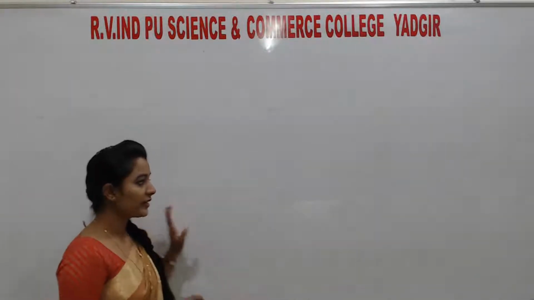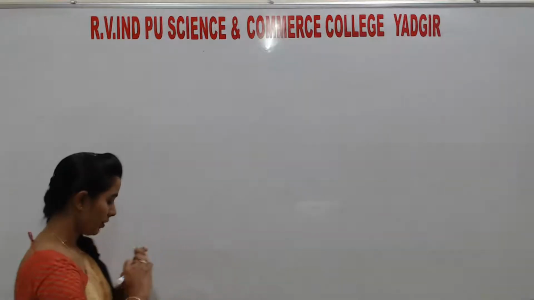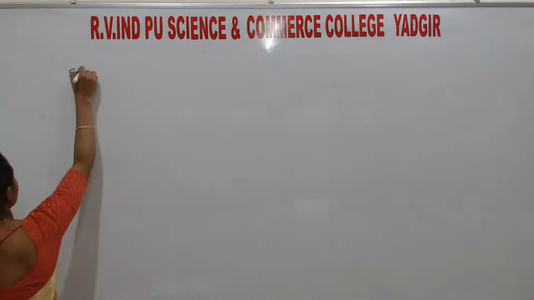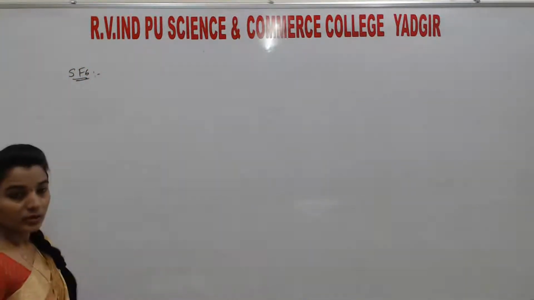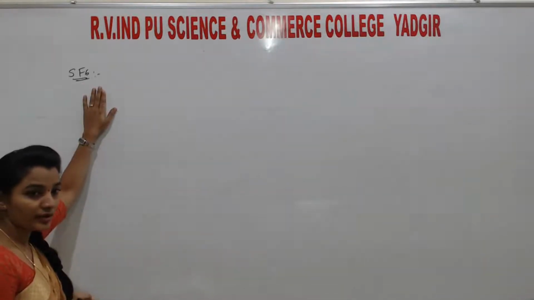Yesterday we studied the hybridization of different molecules and gave you homework. You have 6 molecules, and I'll continue with the same. SF6 has 6 molecules. What is its hybridization here?